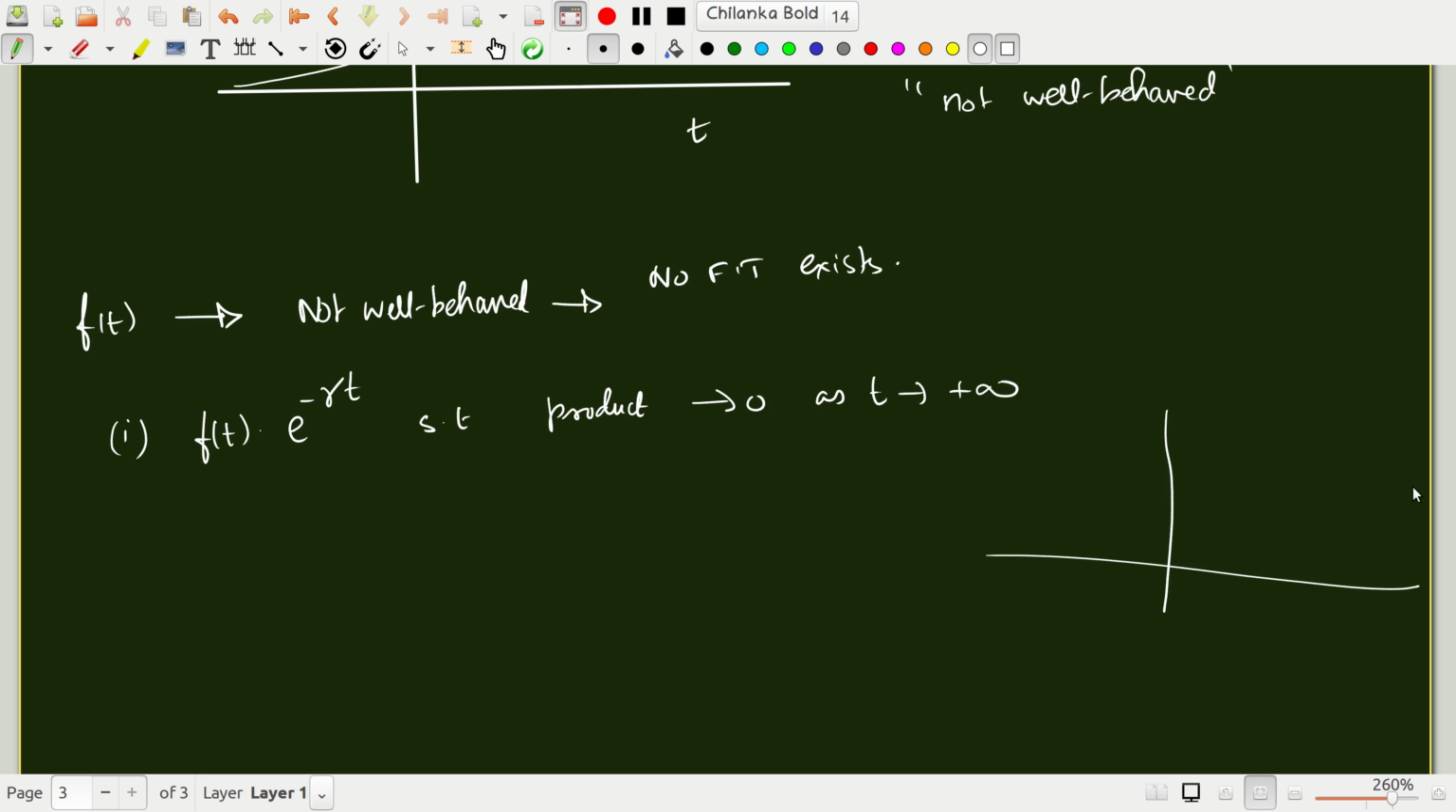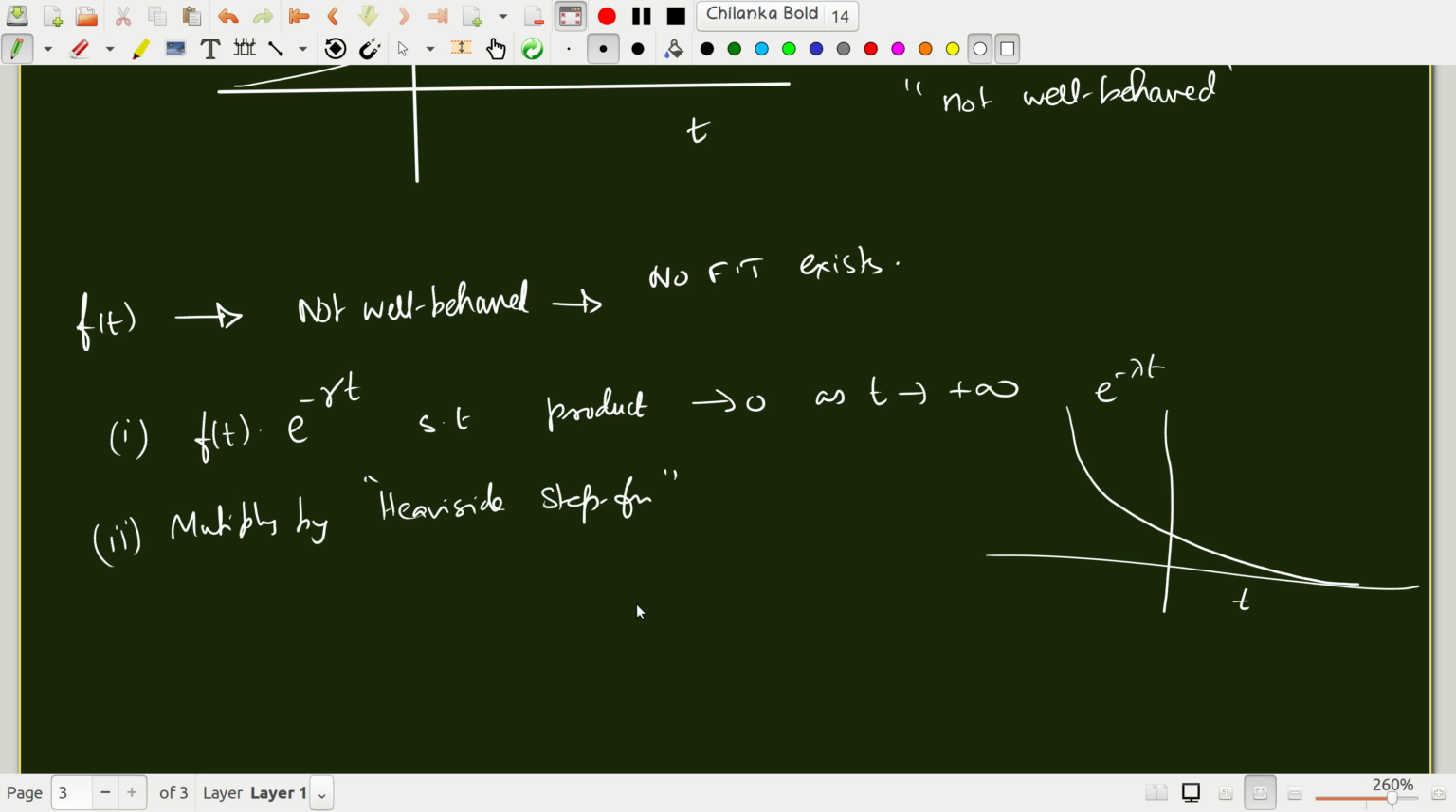If you plot e to the minus gamma t, it will appear like this. So this is e to the minus gamma t versus t. While it decays to 0 as t goes to infinity, it blows up as t goes to minus infinity. So there is a problem, because in order to define a Fourier transform, you should have the function go to 0 at both ends. To overcome this problem, you multiply by what is called the Heaviside step function, which looks like this.